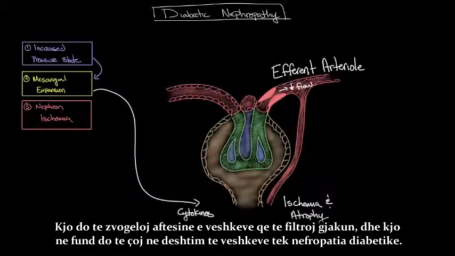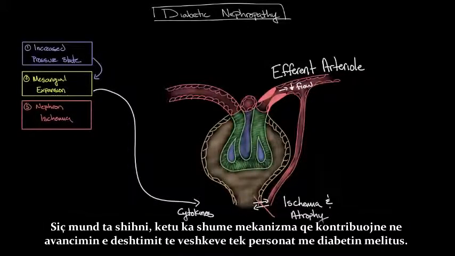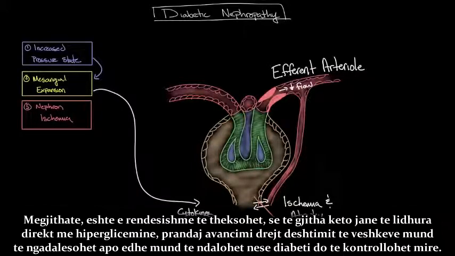So this will decrease the kidney's ability to filter blood, and is ultimately what will lead to kidney failure in diabetic nephropathy. So as you can see, there are many different mechanisms that are going to contribute to the progression of kidney failure in individuals with diabetes mellitus. However, it's important to note that they are all directly associated with the underlying hyperglycemia, and therefore the progression towards kidney failure can be slow or potentially even prevented if the underlying diabetes is well controlled.